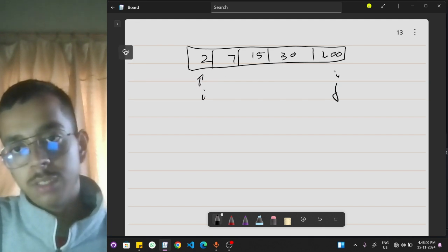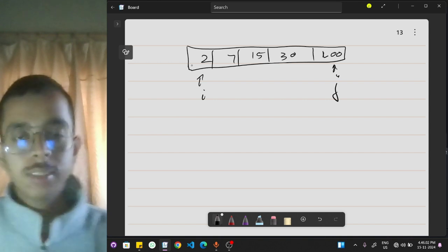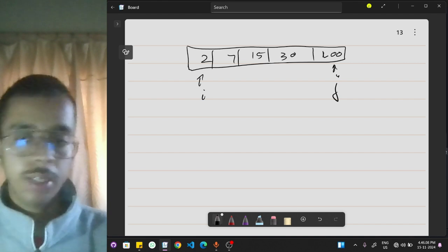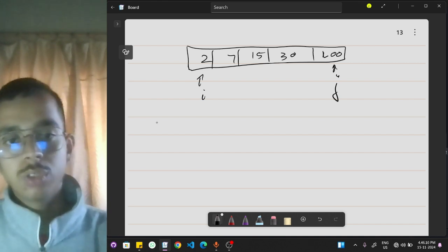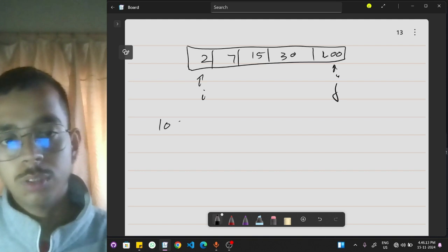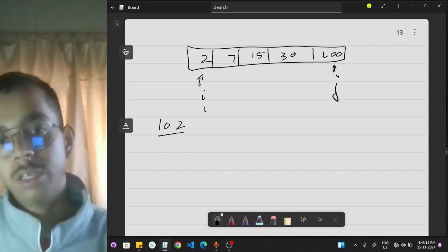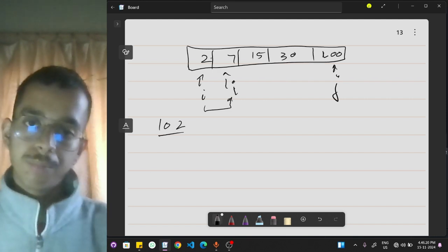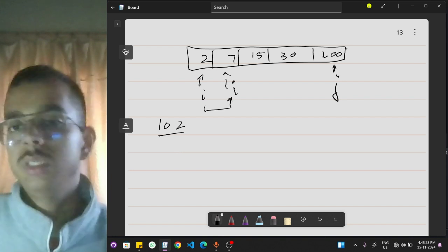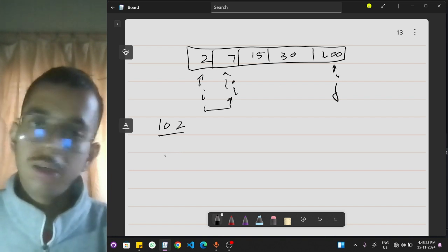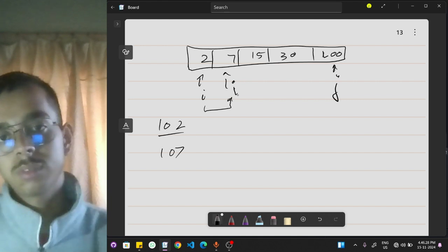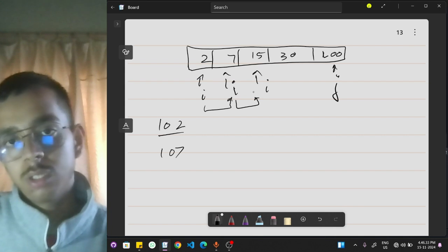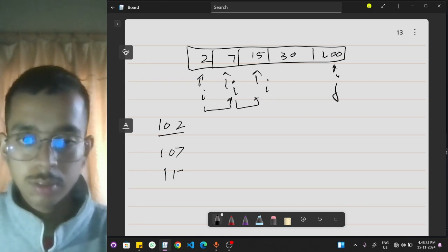i is here and j is here. Now let's add the values at i and j. i has 2 and j is pointing to 100, so the sum is 102. Great. Let's move i to the next point. Now it's 7 and j is 100, so the sum is 107. Great. Let's move i again. Now i is pointing to 15, so the sum is 115.